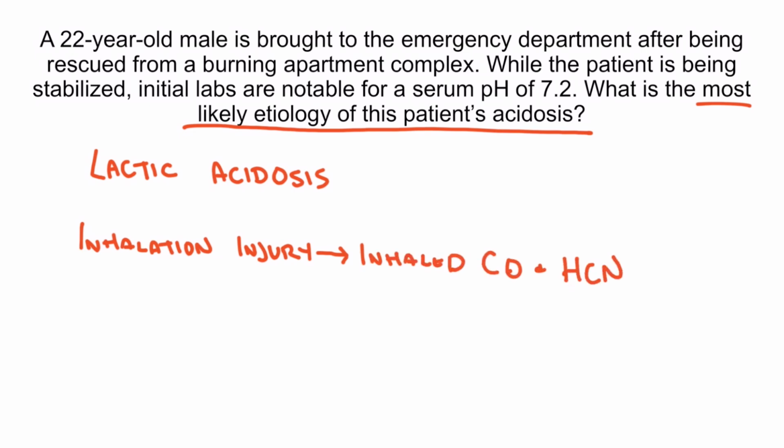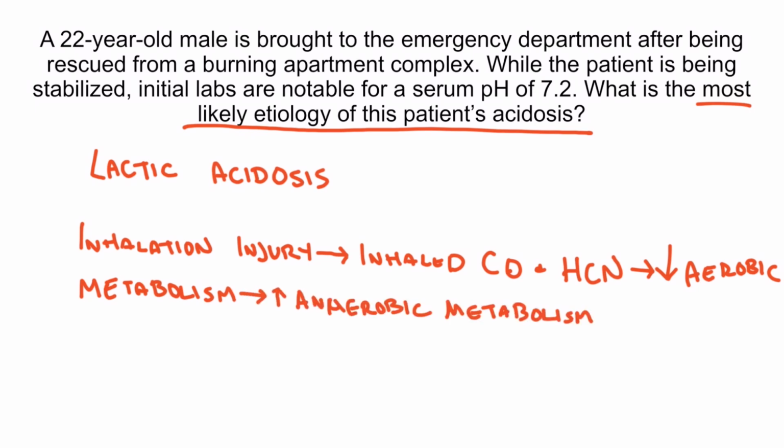Both carbon monoxide and cyanide inhibit mitochondrial oxidative phosphorylation, thereby inhibiting aerobic metabolism. This forces cells to rely more on anaerobic metabolism, which leads to excessive production of lactic acid as a byproduct and results in lactic acidosis. Of note, carbon monoxide poisoning will be covered in greater detail later in this lecture, and cyanide poisoning is covered in great detail in our methemoglobinemia and cyanide poisoning lecture.